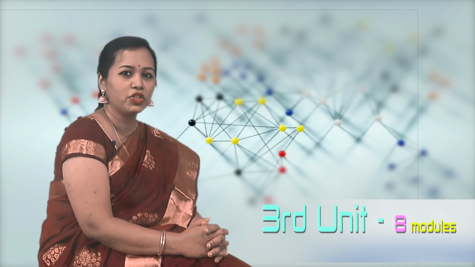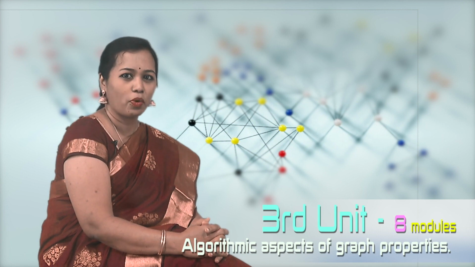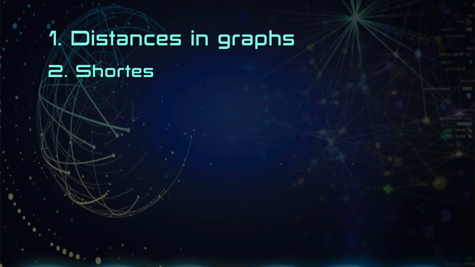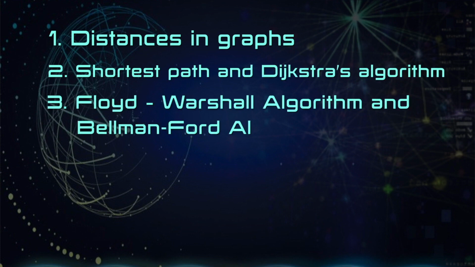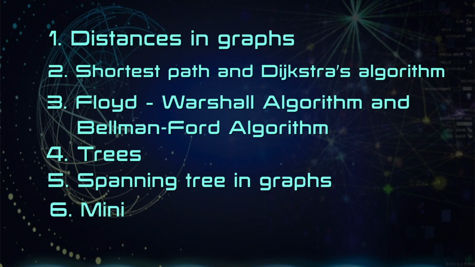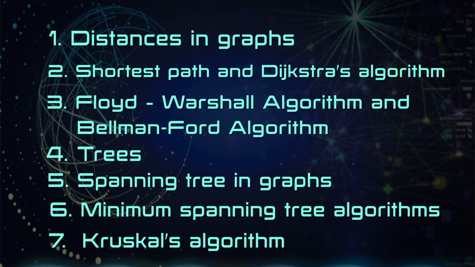The third unit contains 8 modules in which we discuss the algorithmic aspects of graph properties, distances in graphs, shortest path and Dijkstra's algorithm, Floyd-Warshall algorithm, Bellman-Ford algorithm, trees, spanning tree in graphs, minimum spanning tree algorithms, Kruskal's algorithm.